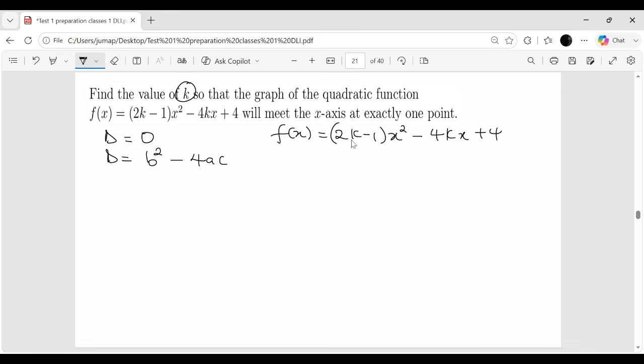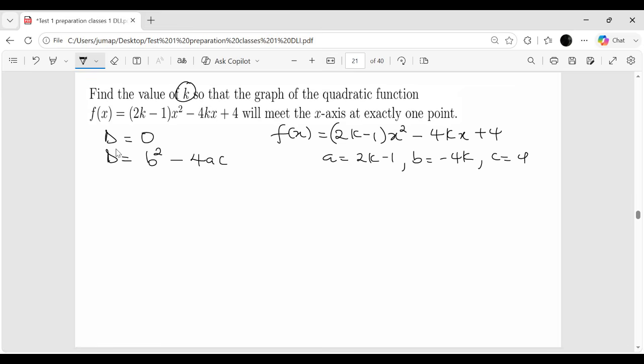So this is our a. Here we are going to name these. So a here is equal to 2k minus 1 because that is the one with x squared. So that is our a. Then our b, in this case, b is equal to negative 4k. And our c is equal to 4. Okay, so those are the things that we have. So here we have b squared, so minus this. So we're supposed to find the value of k.